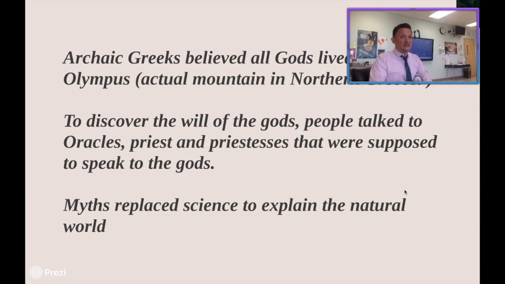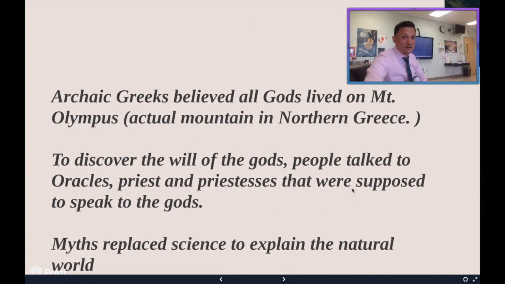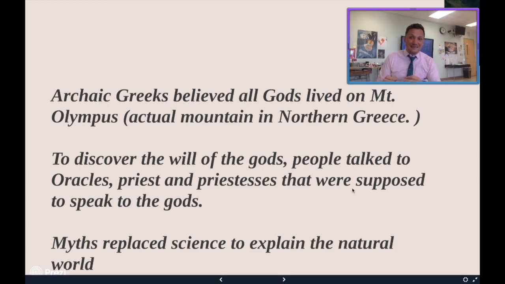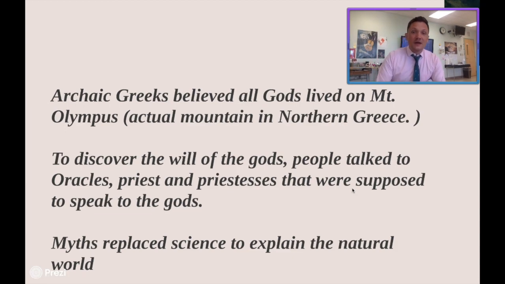So religion is the other big commonality because all archaic Greeks were polytheistic, all right? They were a polytheistic group, and they believed that all gods lived on a mythical mountain. Oh, wait, it's actually real, all right? So Mount Olympus itself is a very, very large mountain, right? It's actually located in northern Greece. The real Mount Olympus is located there.